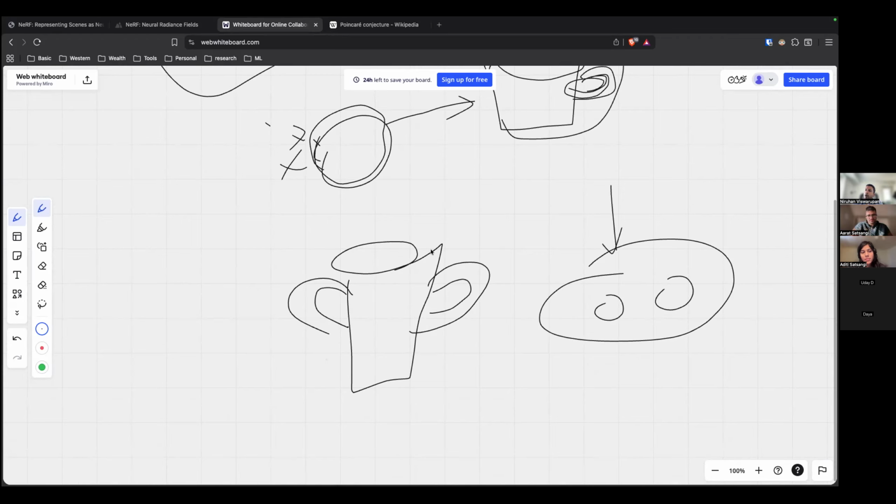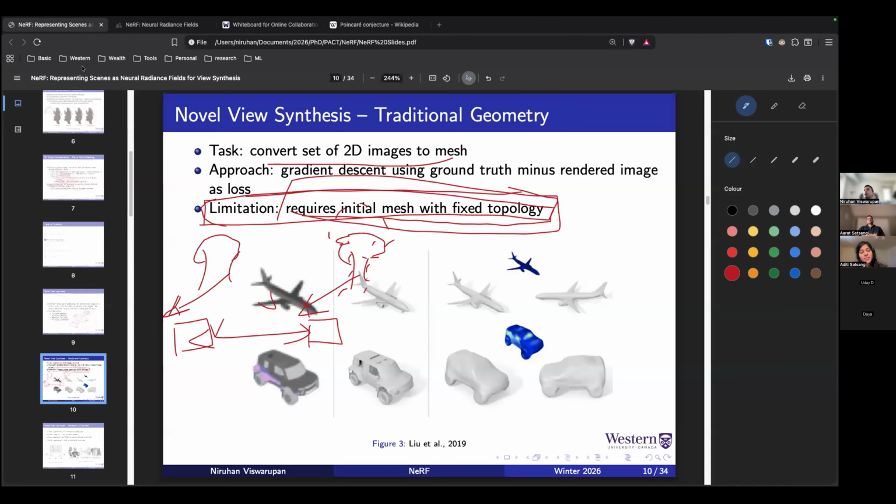That is a hard problem. Knowing the starting mesh is a difficult problem. That's what they mean by requires initial mesh with fixed topology. Because during the training, what we do is gradient descent. With gradient descent, we can change the shape, but we cannot break the actual topology.